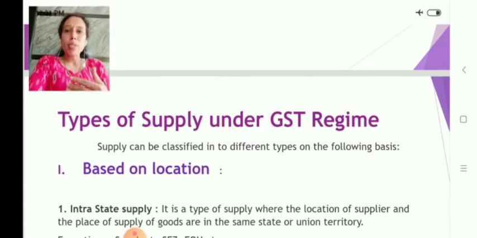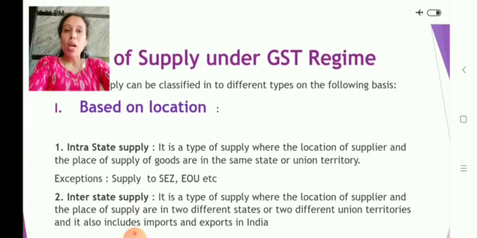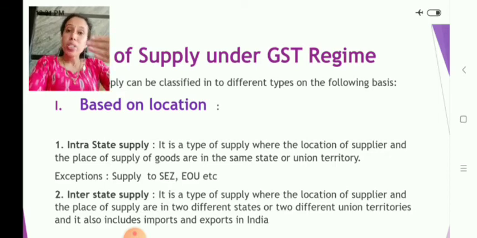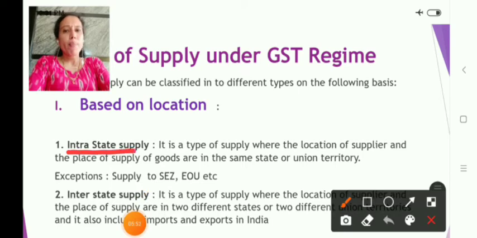Now let us look at the next part. What are the types of supply under the GST tax regime? How can we classify them? First classification is based on the location of the supplier and the recipient of goods and services, who supplies and who receives the supply. Based on their location we can classify the supplies into two types. The first one is intrastate supply, the second one is interstate supply.